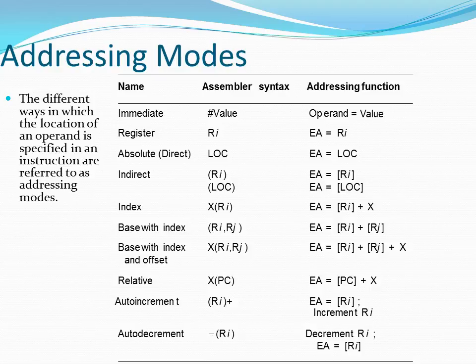And the next addressing mode is base with index and offset. How can we represent it symbolically? X of RI and RJ. In the instruction we represent X of RI and RJ. What is the effective address? It is obtained by adding the contents of RI, RJ and also the constant value, or offset value. So this is about index addressing modes. Here we have three types of index addressing modes: index, base with index, and base with index and offset.